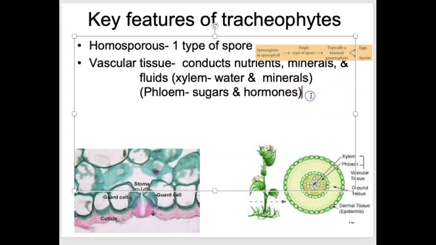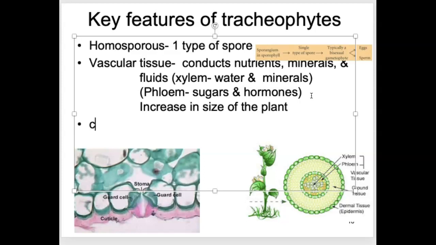Vascular tissue also allows for an increase in size of the plant. So a huge advantage if you can get bigger because of vascular tissue.